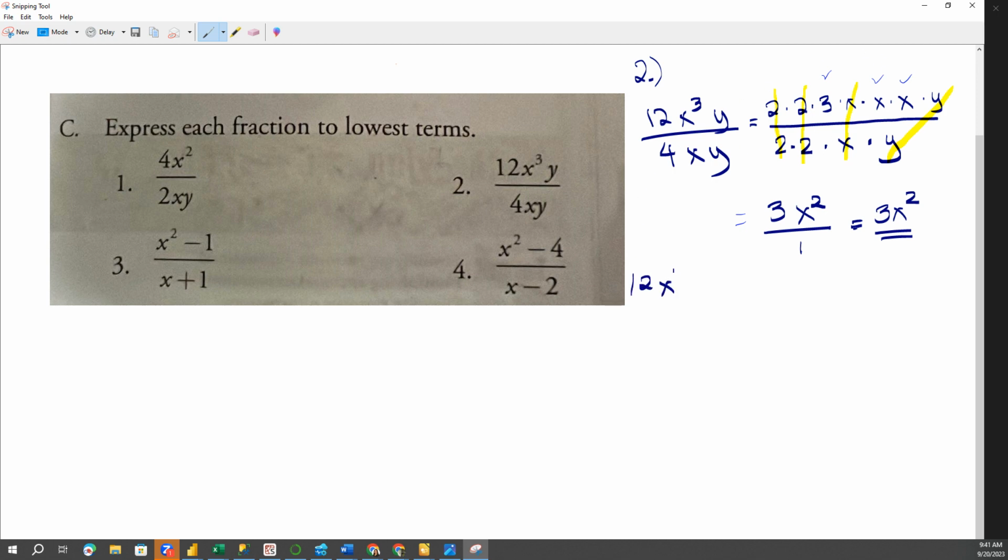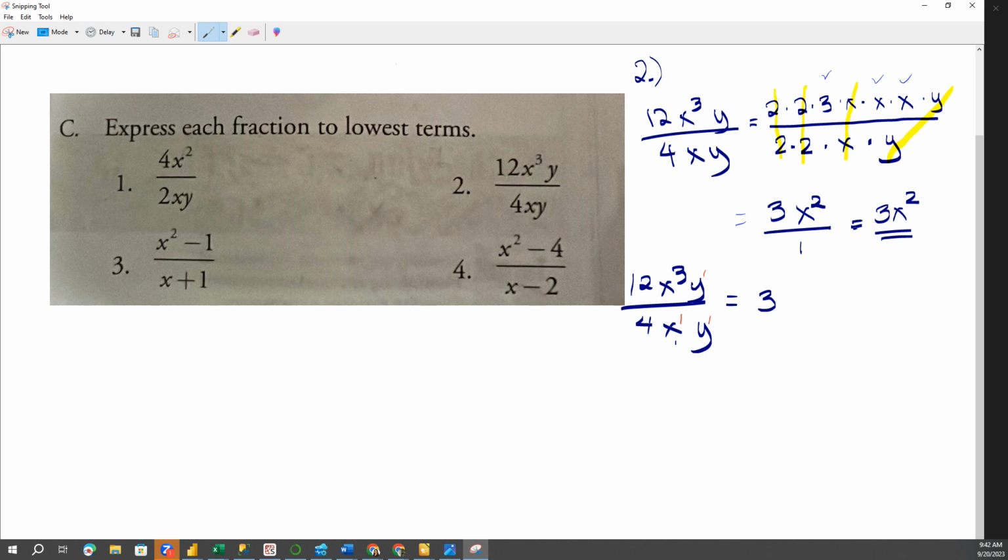So 12x cubed y over 4xy. Just remember that the x and the y really have an exponent of 1, right? This one right here is also 1, and this is also 1. So what we can do now is basically divide the 12 and the 4. What's 12 divided by 4? That's 3. Now, if it cannot be divided as a whole number, then just simplify it as a fraction. But in this case, you can divide it, so that's going to be 3. So you're done with the 12 and the 4.